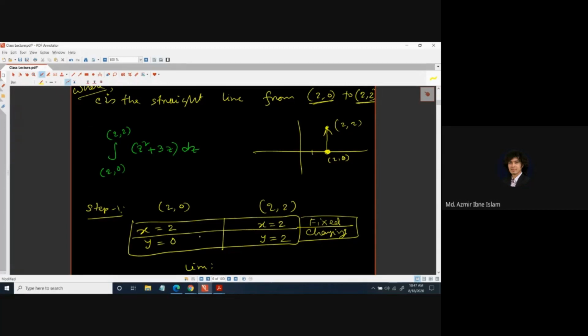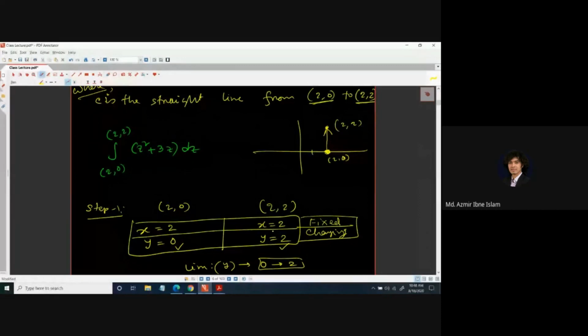Will the limit be x or y? Can you please tell me? Obviously y will be the limit. So that means the lower limit will be 0 and the upper limit will be 2. Any problem?